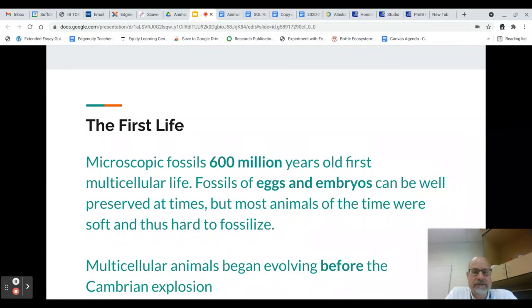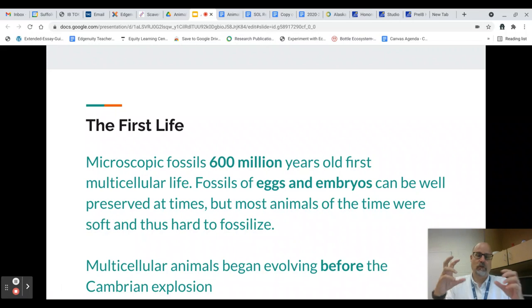There are fossils of eggs and fossils of embryos. Sometimes these are really well preserved fossils. We get these little round cells, even as multicellular organisms put together. The problem, of course, is the vast majority of the parts of animals, especially animals that long ago, that small, are very soft and hard to fossilize. Not a lot of them had hard shells or skeletal structures of any kind. And so it's very difficult to get fossils of them, but they do exist in tiny little bits.